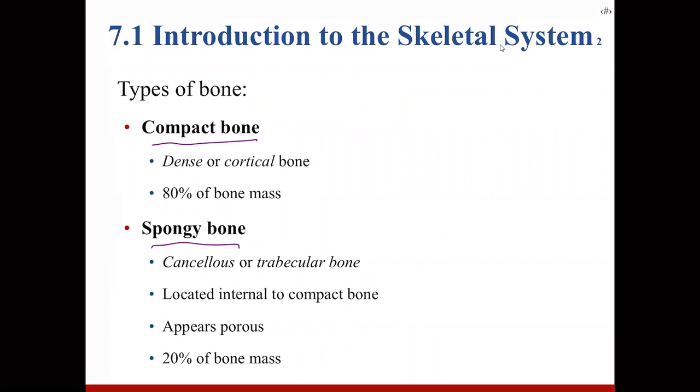Okay, the spongy bone is the bone that's internal, or deeper inside the bone and inside the compact bone. It looks porous or spongy, and it's 20% of the bone mass. Sometimes they call it trabecular or cancellous.